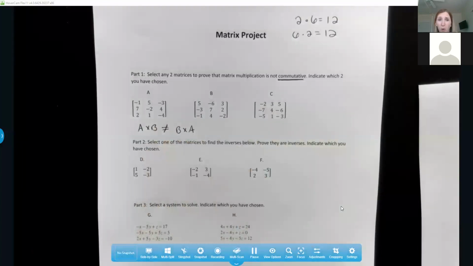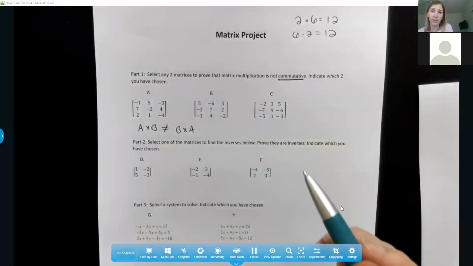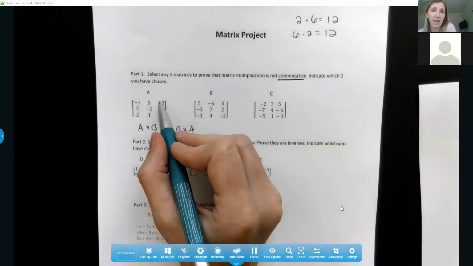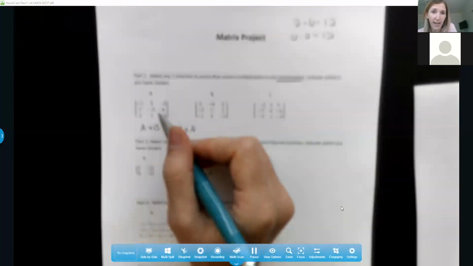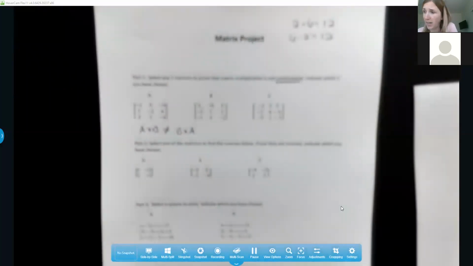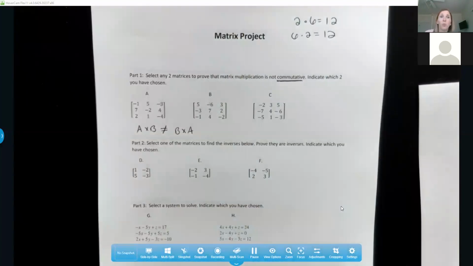So basically what part 1 is trying to tell you to do is pick any 2, and we would do A times B. We'd figure out what the answer is, and then we do B times A. And since they're different, that would mean that matrix multiplication is not commutative, right? Right. So do you want to multiply one out? Do you want to work the whole thing out, or what do you want to do? I want to work the whole thing out. Okay.